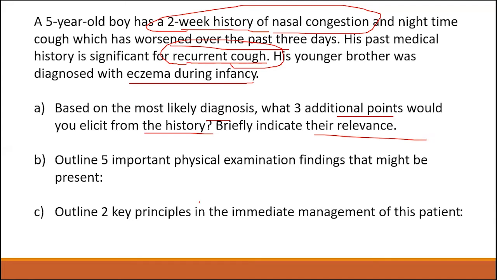Very good. So again, your 2 key principles. You want to do what? Bronchodilation. And that's when you want to use what? The salbutamol. So nebulize with salbutamol. And you want to give what? Oxygen. So intranasal oxygen.